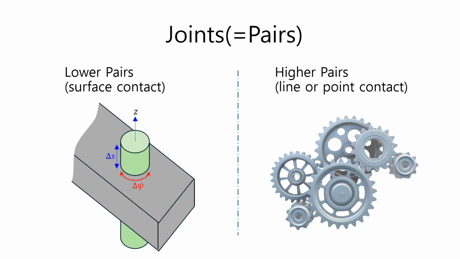For a clearer understanding, let's look at the types of joints defined in kinematics. Joints are also called pairs. In kinematics, pairs are largely divided into two types, lower pairs and higher pairs. Lower pairs are joints that make surface contact, and higher pairs are joints that make line or point contact. Of course, there are exceptions such as needle bearings, but most can be distinguished by the types of contact. There are 6 basic joint types in lower pairs, and we will look at them one by one.